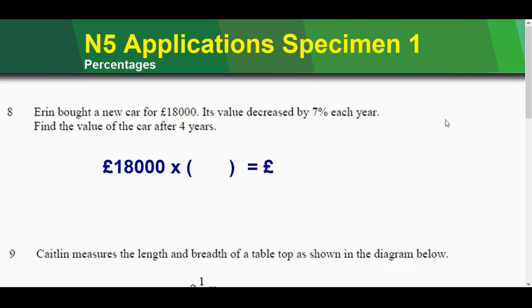Hi there, in this lesson we're going to look at National 5 applications, Specimen 1, questions 8 to 10, basically the percentage questions, and there's a bit of fractions in here too. So let's look at the first one.